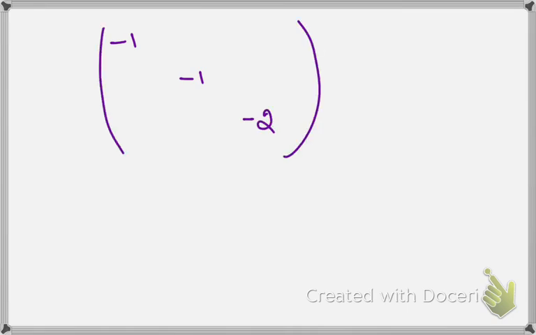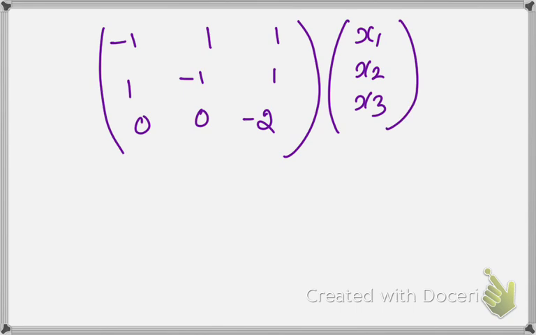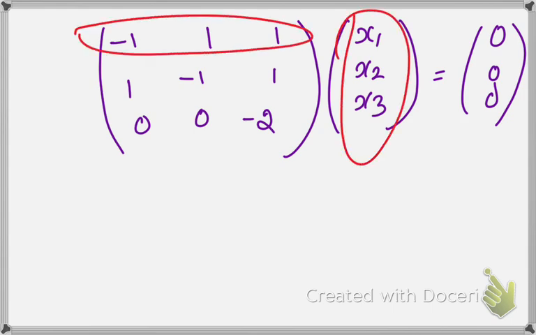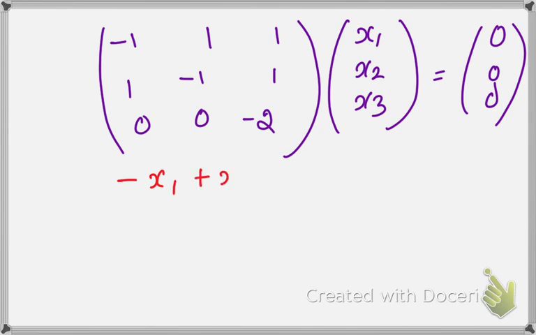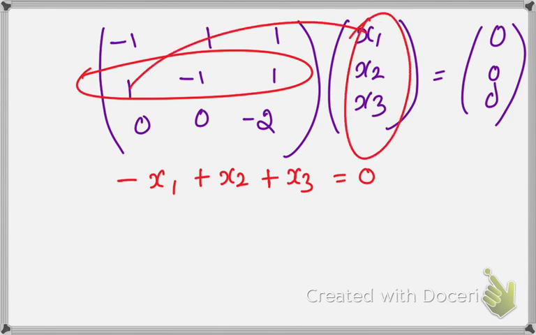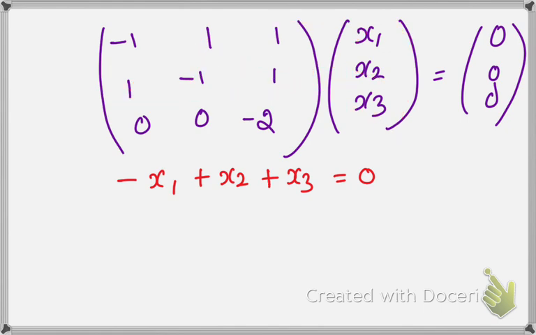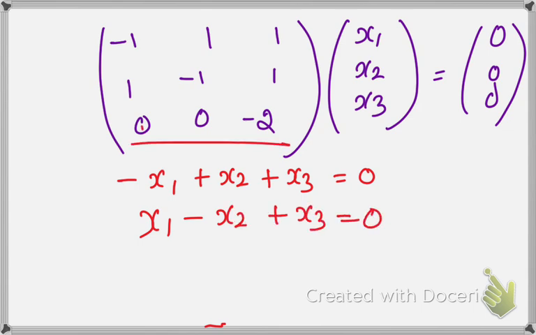In the next page, copy the remaining terms. Your remaining terms are 1, 1. Here also 1, 1. Here 0, 0. Times x1, x2, x3 equal to 0, 0, 0. Now you form the equations. Multiply the first row with this column. We get the equation minus x1 plus x2 plus x3 equal to 0. Next, multiply the second row with the column. You get another equation: x1 minus x2 plus x3 equal to 0. Next, multiply the third row. You get 0x1 plus 0x2 minus 2x3 equal to 0.